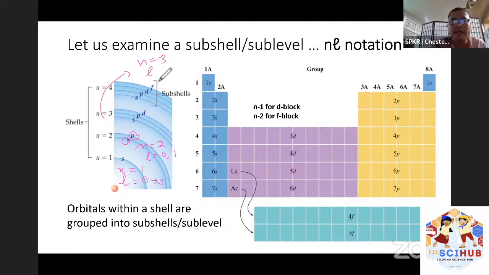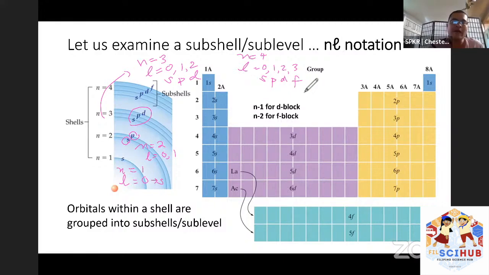Now let's look at n equals 3. Your L values are going to be 0, 1, and 2, and that's going to correspond to your S, P, and D. Nakikita natin yan, may S, P, D. And then n equals 4. L is going to be 0, 1, 2, and 3. Remember, until n minus 1 lang. So this is S, P, D, and F.